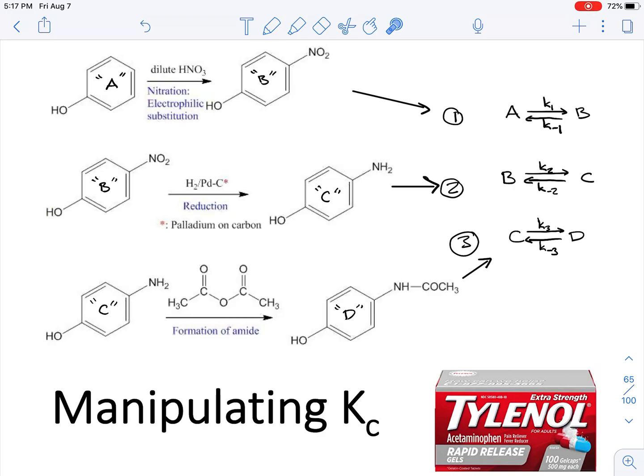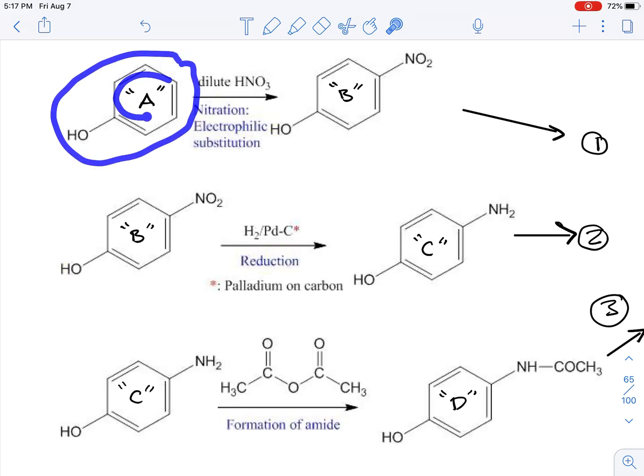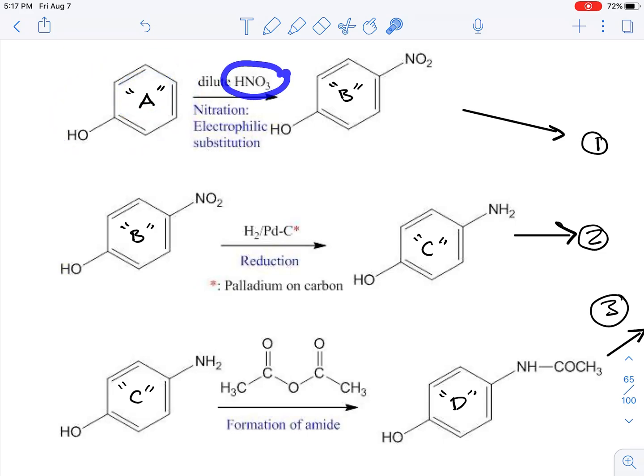Now, it turns out that we can synthesize acetaminophen, which is this substance that I'm circling in blue, in 3 steps. To begin, we're going to be using phenol as our starting reactant, represented by letter A. In the presence of dilute nitric acid, this phenol is going to undergo an electrophilic substitution to produce this specific substance, which I'm going to label as product B.